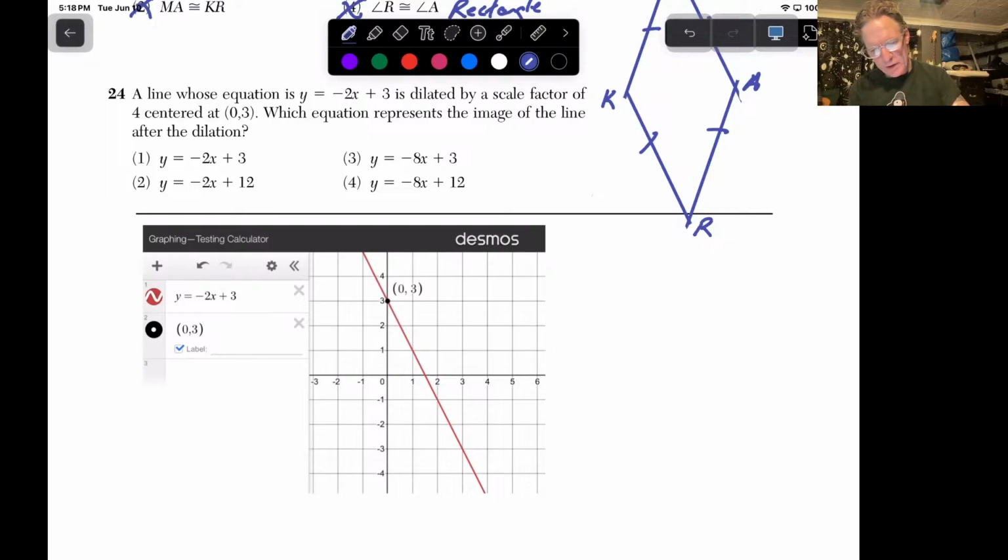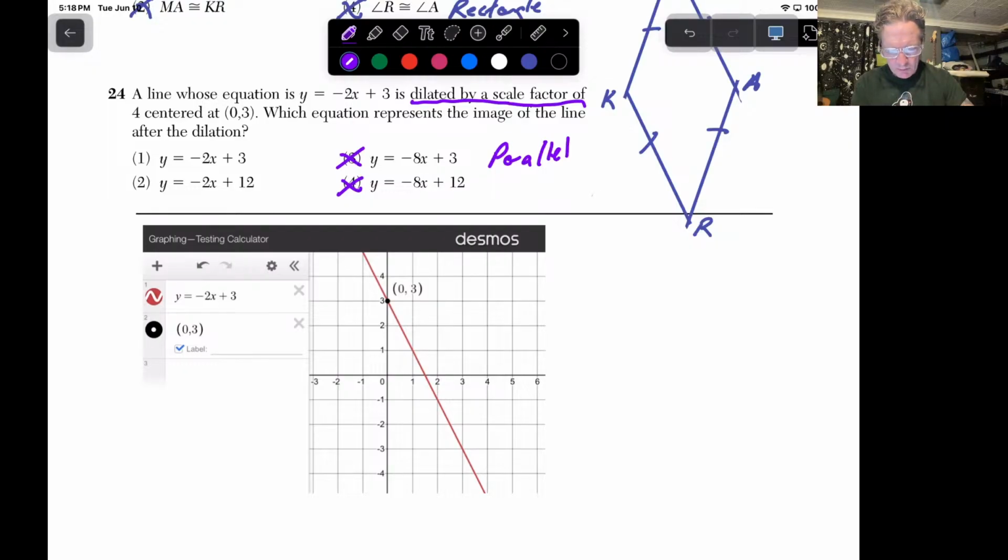And so if you think about it, or you just graph it on graph paper, whenever you see a line dilation, remember they're always going to be parallel. So you can immediately eliminate these two because they have different slopes. So at least you got it to a 50-50 chance. Okay? Now, a scale factor of 4 centered at 0, 3.